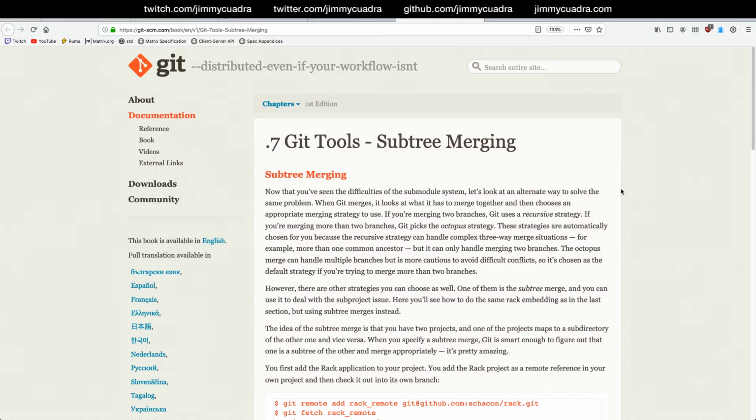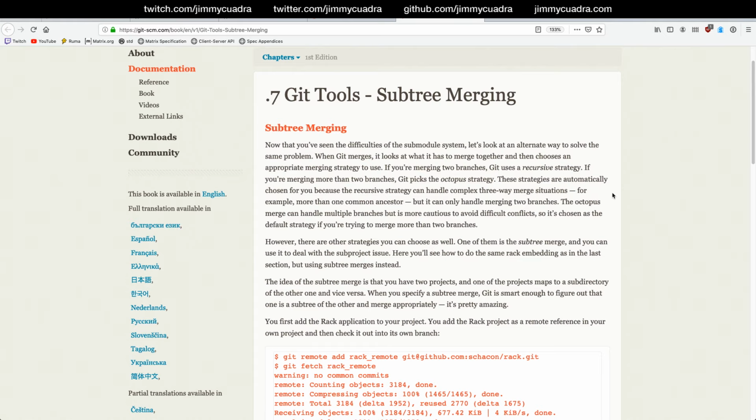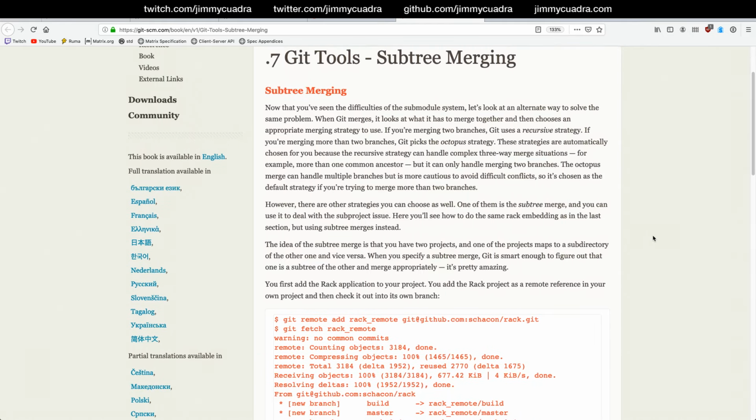Submodules, blah blah blah. Look, we don't want to keep a submodule. There are other strategies you can choose. One of them is a subtree merge, and you can use it to deal with the sub-project issue. Here you'll see how to do the same rack embedding as in the last section, but using subtree merges instead. The idea of a subtree merge is that you have two projects, and one of the projects maps to a subdirectory of the other one, and vice versa. When you specify a subtree merge, Git is smart enough to figure out that one is a subtree of the other and merge appropriately. It's pretty amazing.